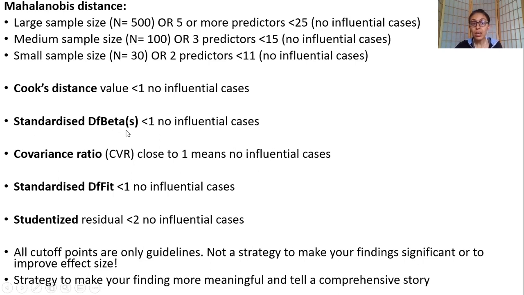Standardized DFBeta less than 1, again. Covariance ratio, again, should be close to 1, meaning no influential cases. Standardized DFFit, which is again less than 1. Studentized, this is not standardized. Okay, studentized residual less than 2.